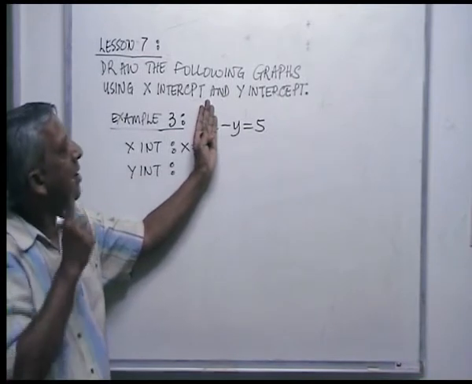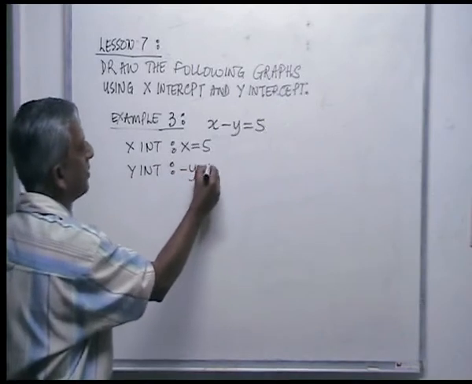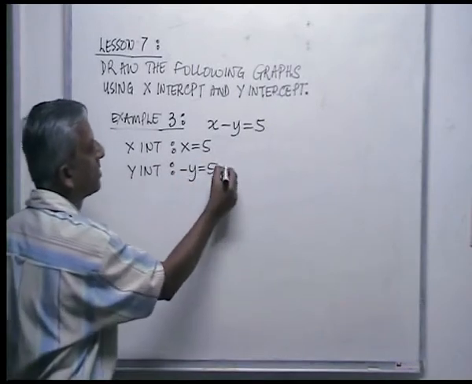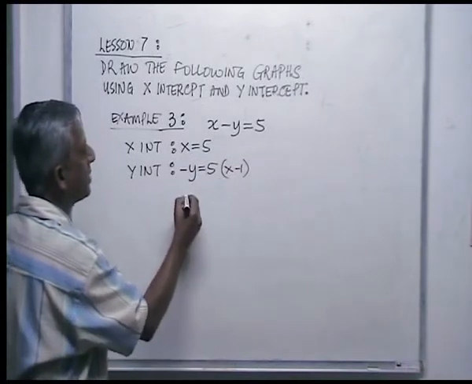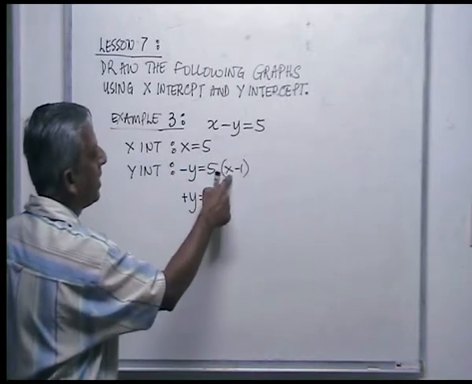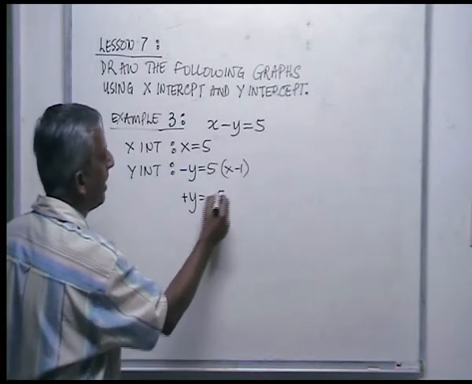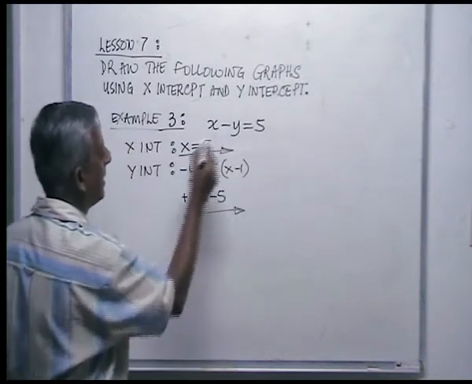Now see what's left. Minus y is equal to 5. So you got minus y is equal to 5. Now you'll have to multiply both sides by minus 1. So minus 1 times minus y will give you plus y, and minus 1 times this 5 will give you minus 5. So there's your y-intercept and there's your x-intercept.